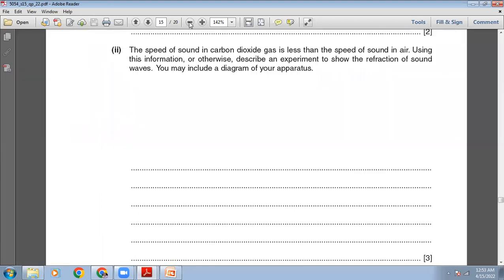Then the next question. It's a 3-mark question. He says the speed of sound in carbon dioxide gas is less than the speed of sound in air. Using this information or otherwise, describe an experiment to show the refraction of the sound waves. You may include a diagram of your apparatus. It's a 3-mark question. So let me show you.